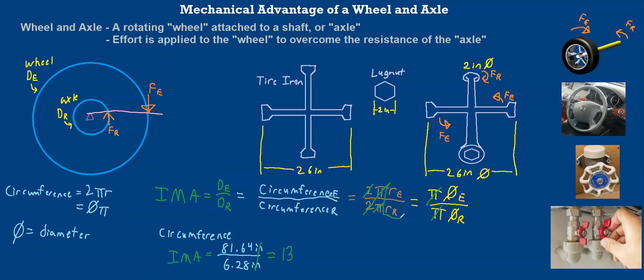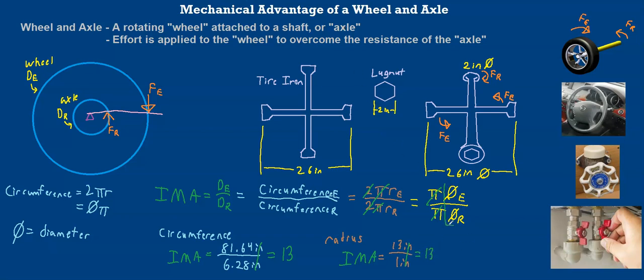And then if we do the same thing for our radius, we are left with just the radius effort divided by the radius resistance. So let's calculate the IMA using our radiuses, or radii, I guess, would be the more correct way to say that. So we'll say IMA is equal to our radius effort divided by our radius resistance. Well, the radius is just going to be half of our diameter. Well, 26 divided by 2, hopefully you don't need a calculator for that. That would just be 13 inches. And the radius resistance would be half of our 2-inch diameter lug nut, which would just be 1 inch. And of course, inches cancels out, and 13 divided by 1 is just 13. And so we get the same answer.